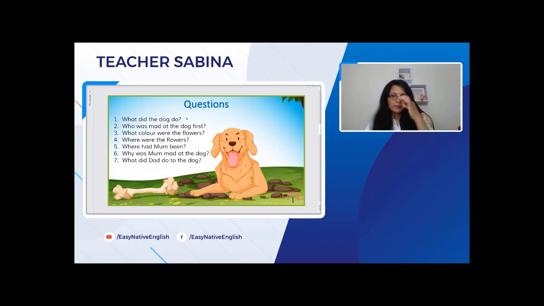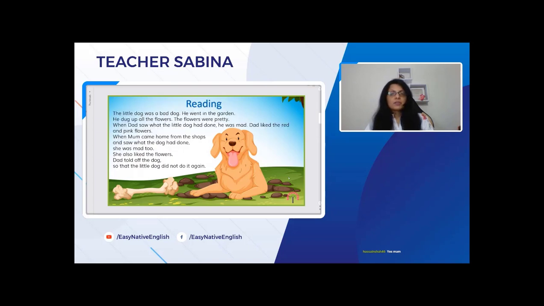Which are the questions. So, what did the dog do? So, what was the problem that the dog created in the first place? So, let's have a look. We can see from the text that he was a bad dog, but what did he do? The sentence is here, he dug up all the flowers. So the dog dug up all the flowers. That's what he did.